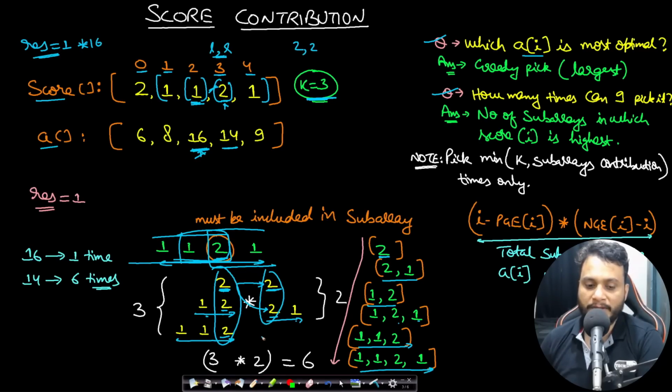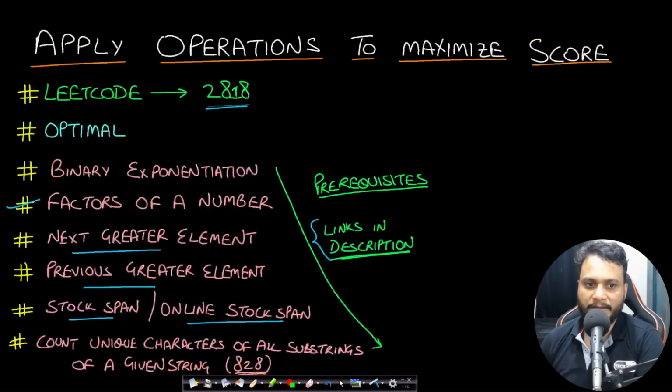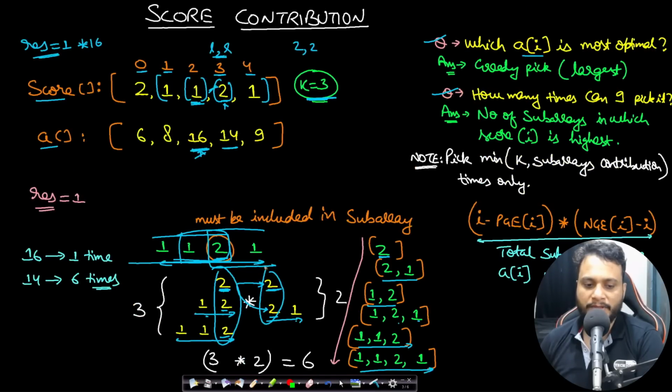Now if you want to understand this in detail how it is done, then I have already given you the prerequisite of Leetcode number 828, which I have already solved in detail. So I suppose that you now understood how the contribution has been counted.